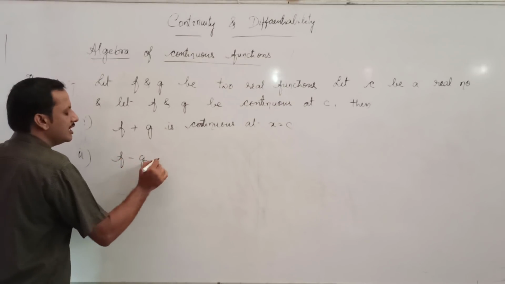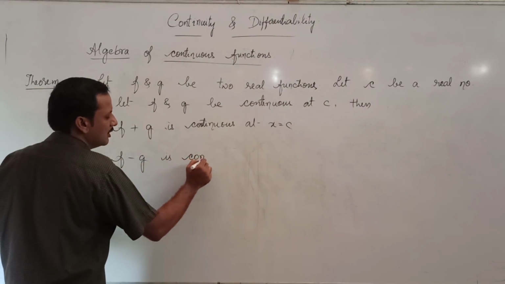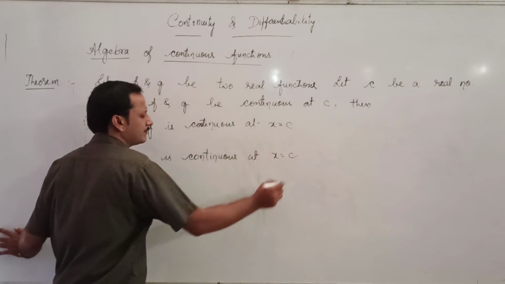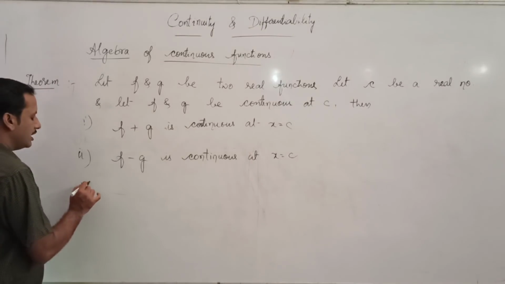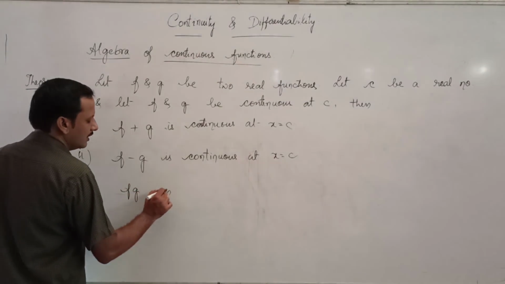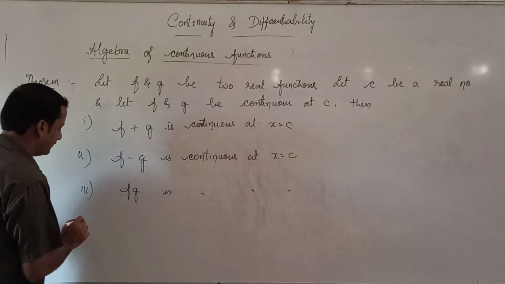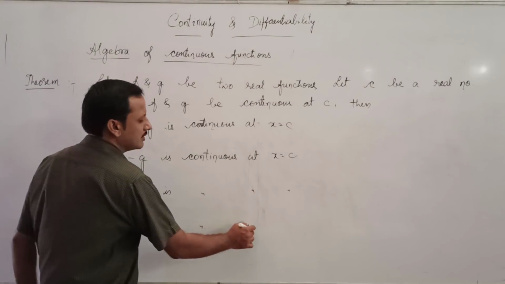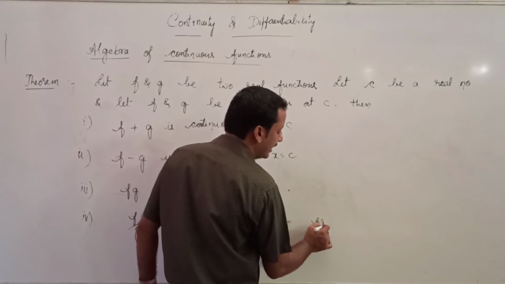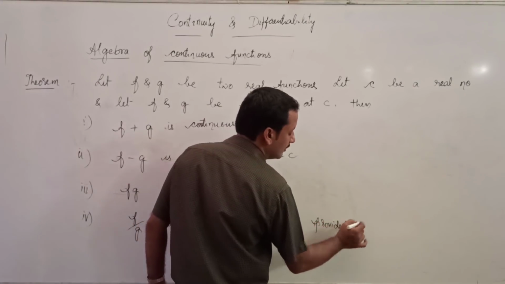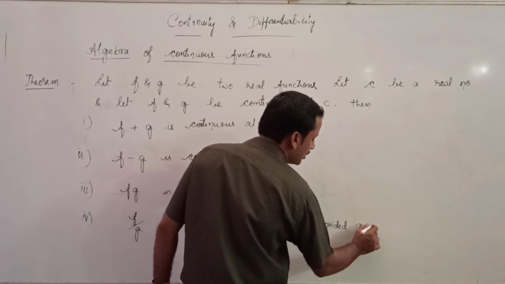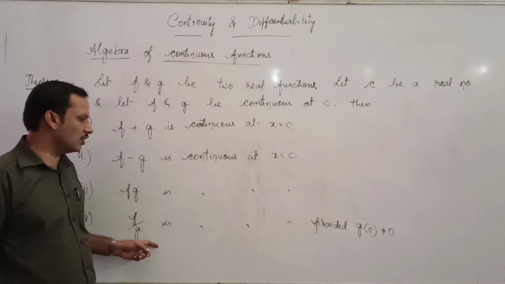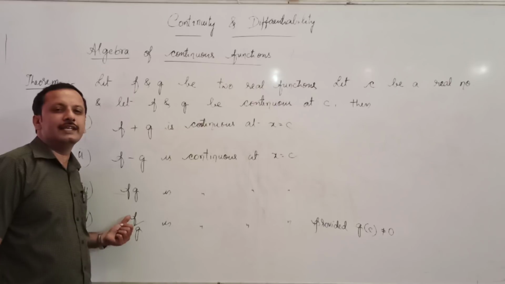f minus g is also continuous at x equal to c. f into g is again continuous at x equal to c. f divided by g is also continuous at x equal to c, provided the denominator, provided g of c is not equal to 0. Because if g of c is 0, then the denominator becomes 0.